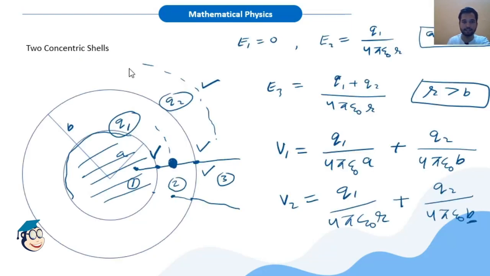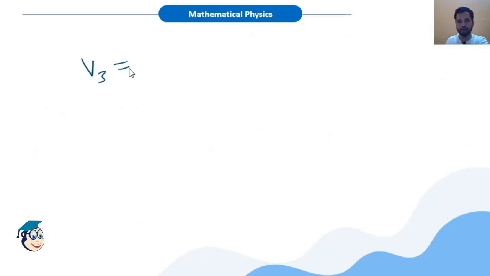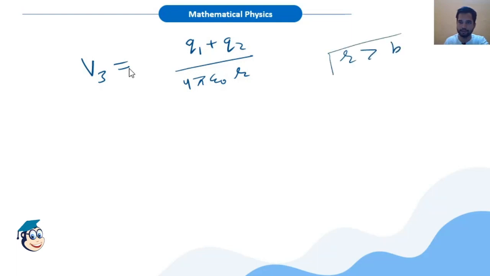v3 is the potential in the third region outside, and this region is outside of both the shells. So for both the shells, the potential will decay as 1 over r. You can directly write q1 plus q2 divided by 4 pi epsilon naught r. You can actually separately write q1 over 4 pi epsilon naught r plus q2 over 4 pi epsilon naught r, but I have combined because everything is common except q1 and q2. So v3, which is valid for r greater than b, is something like that.